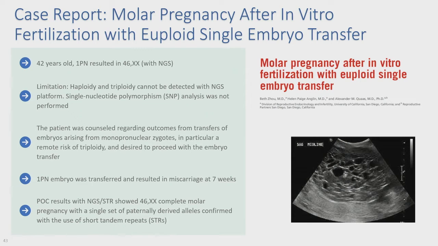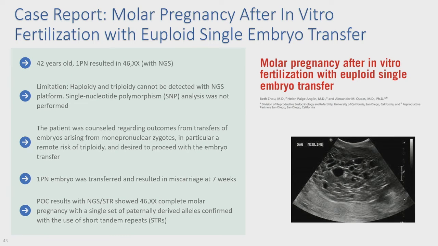She was counseled to transfer this embryo with the remote risk of triploidy, and she decided to proceed with the transfer. Unfortunately, this patient underwent a miscarriage at 7 weeks and had to undergo a D&C. Products of conception testing determined that the final result was a 46,XX complete molar pregnancy, with the single set of paternally derived alleles confirmed with the use of STR markers.